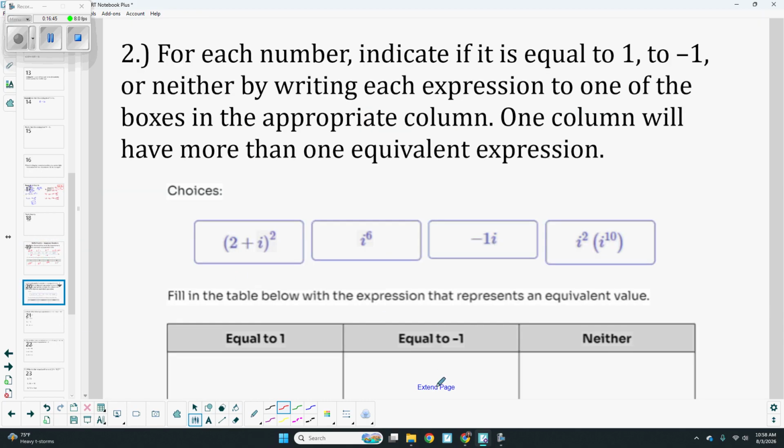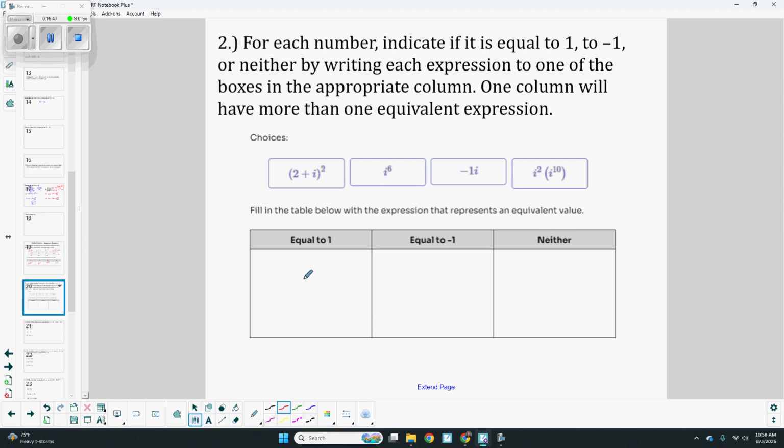In the next one, we're going to do something similar, but we want to know, is it equal to 1, equal to negative 1, or neither? So here, (2 + i) squared. 2 plus i times 2 plus i. So that's 4 plus 2i plus 2i plus i squared, which would be minus 1. So 3 plus 4i, that's not 1 or negative 1. So that would go in there.